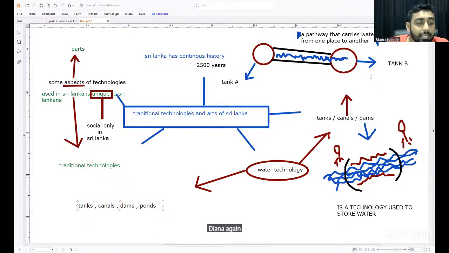So tanks, canals, dams, ponds, right? Tanks, canals, dams, ponds, we call etc.